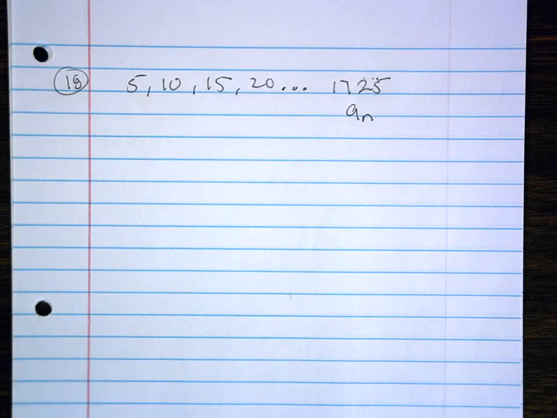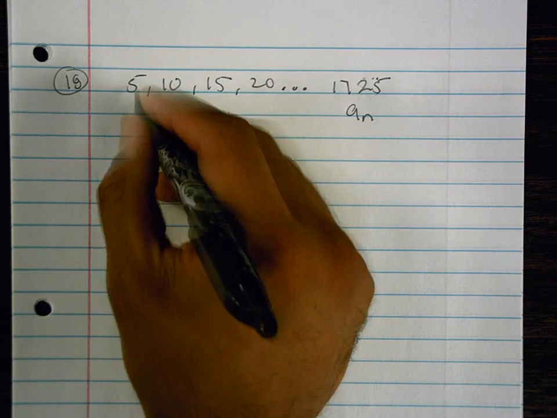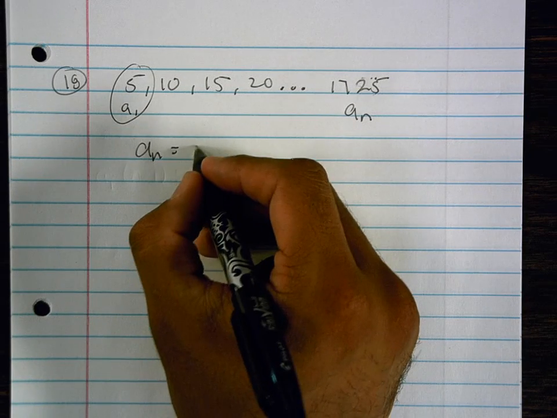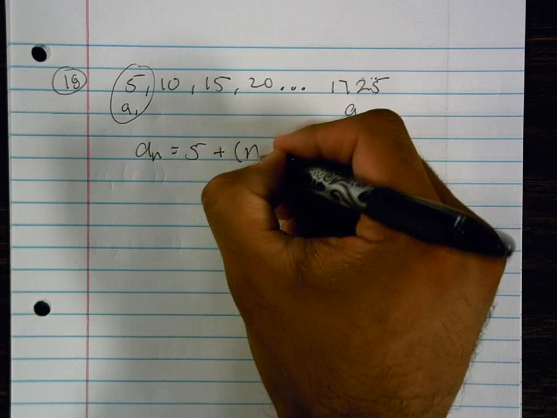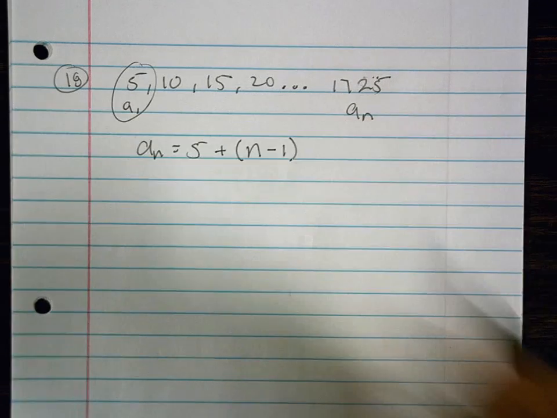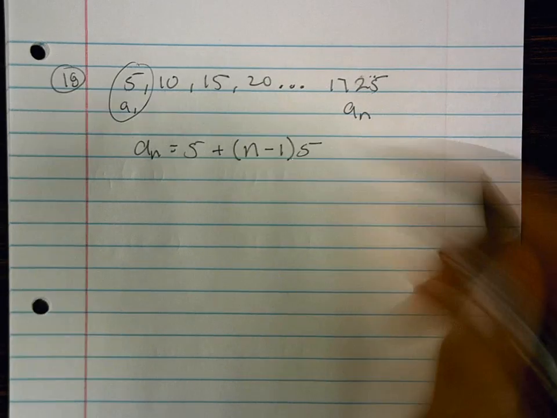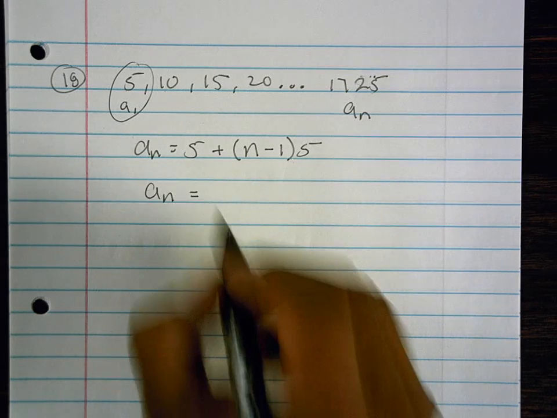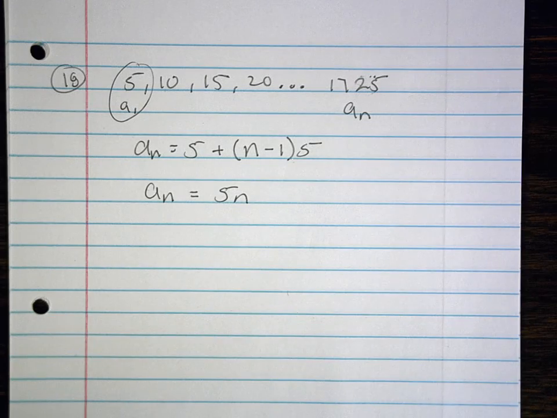So I need to know the rule, and I'm going to say a sub n equals a sub 1, there's my a sub 1, 5, plus n minus 1, that's what I'm trying to figure out, times d. You can see you add 5 to all of these for your d. So to simplify this down, this comes out to be just 5n when you simplify everything out.